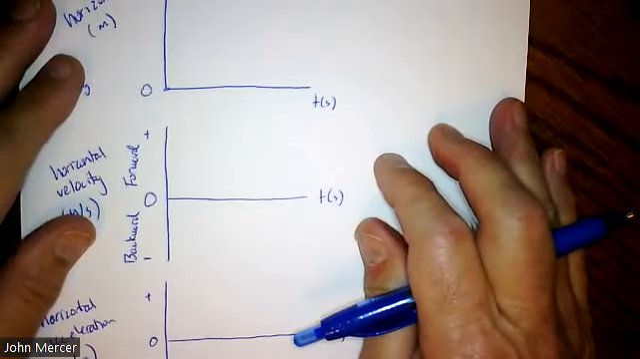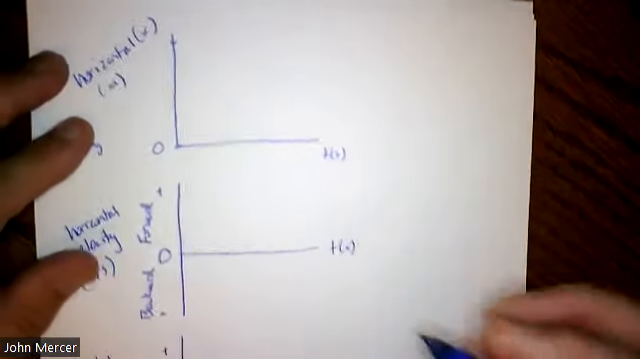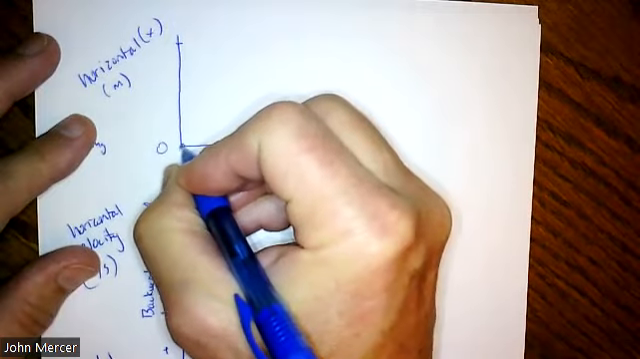Now we're going to work on the relationships of these plots. So what do we have here? Well, I'm going to draw it out like this.